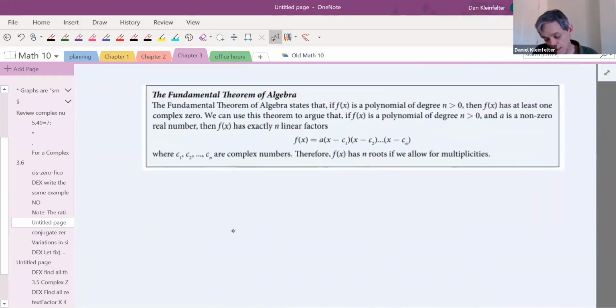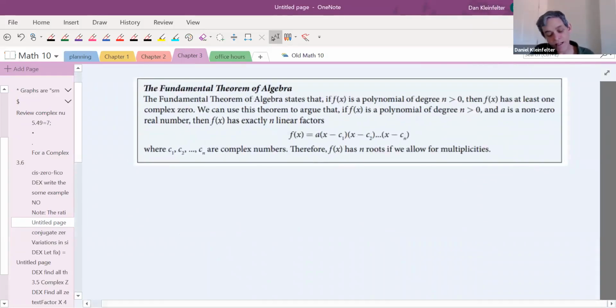All right, so another kind of useful fact from this section is something called the fundamental theorem of algebra. Here, when they say fundamental, they don't mean fundamental like easy. They mean fundamental in the sense of importance. What this says basically is that if you have a polynomial of degree n, then it's going to have at least one zero that is a complex number. As it turns out, it has exactly n zeros if you count repeats, and it has exactly n linear factors.